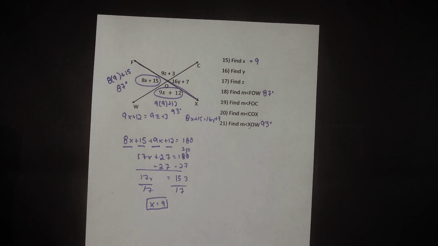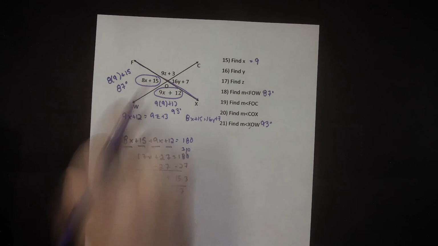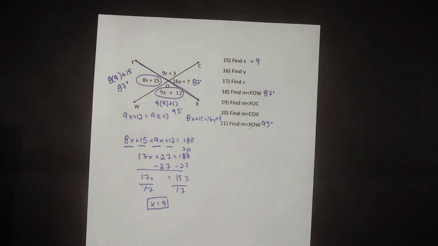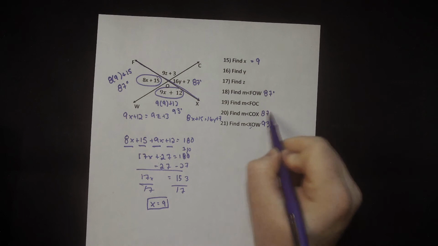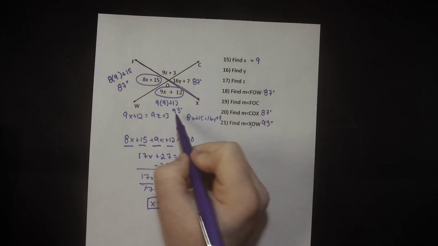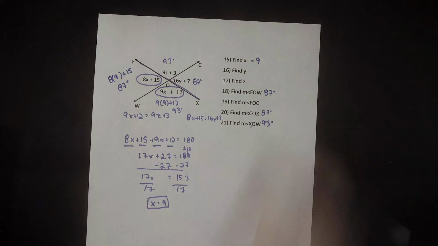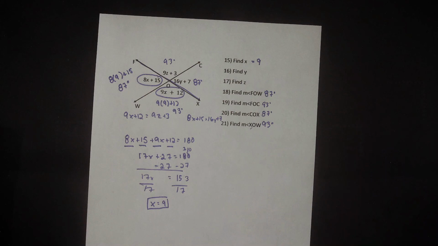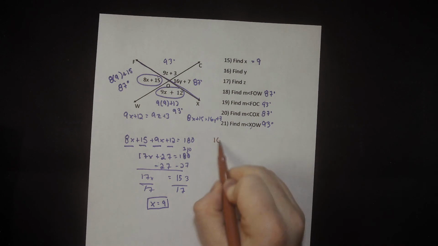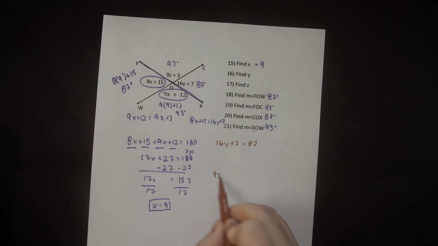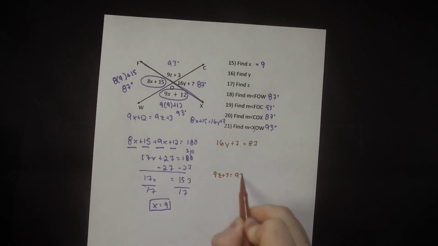Well, here's the thing. Again, this is where vertical angles come into play. If I know this angle is 87, then the angle across from it is also 87. So COX is 87. If I know that this angle is 93, then the angle across from it has to be 93. They're vertical angles, so this is also 93. Okay? Well, that also means that I now can figure out what y and z are, because I can do 16y plus 7 equals 87, and I can do 9z plus 3 equals 93.